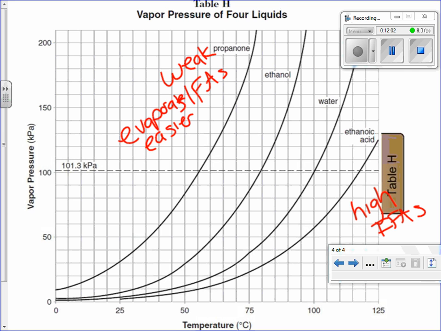Okay? Ethanoic acid has very little vapor pressure. That means it has very little vapor, which means that it's held tighter in the liquid. Okay? And therefore it will not evaporate as easily.